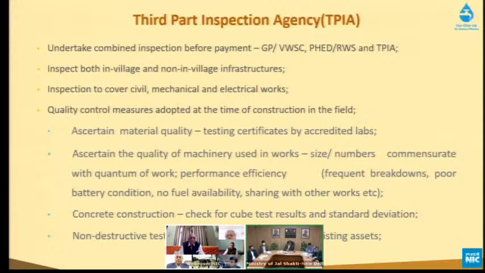The vehicle doesn't start. No fuel availability, unfortunately, when you have to run your compressors or your other machinery. Sometimes the contractor is sharing this machinery with other works, which is delaying the Jal Jeevan Mission work. So these things also have to be seen by the third party agencies.